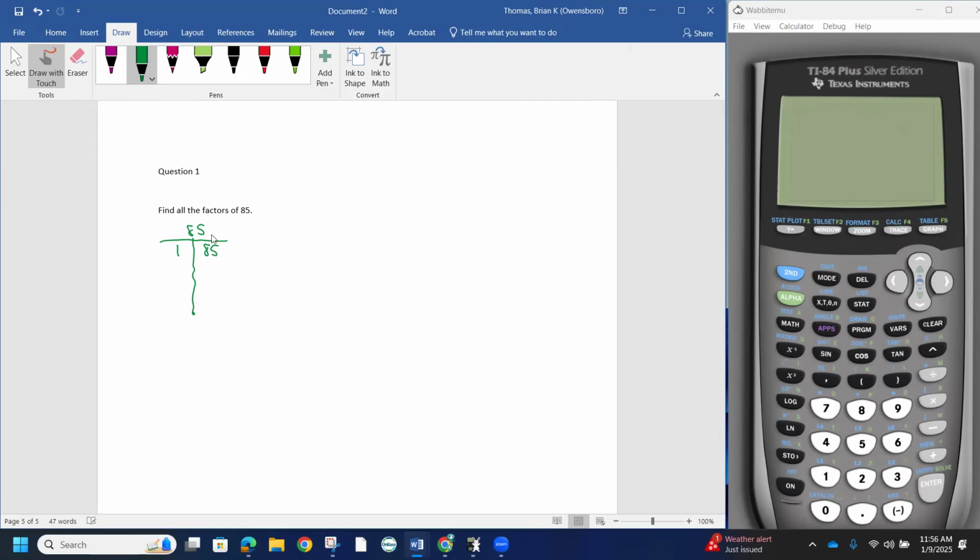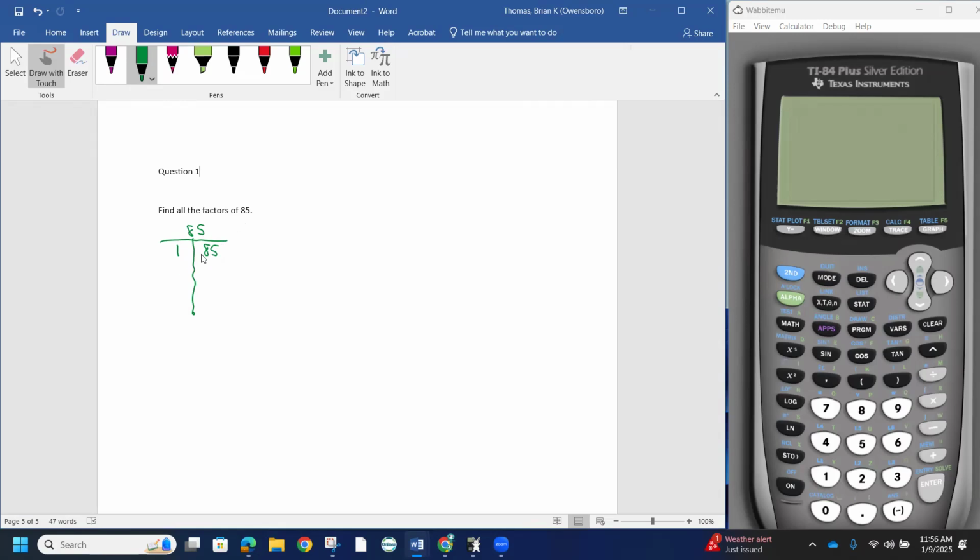So notice how when I look for factors, I do them as pairs. I find the smallest factor and also find the biggest factor at the same time. The next number after 1 would be a 2. Is 2 a factor of 85? Since 85 is not an even number, I know 2 is not.